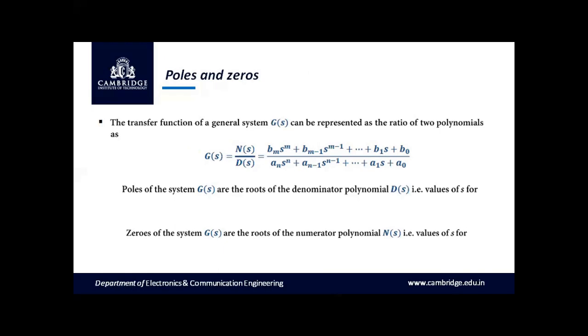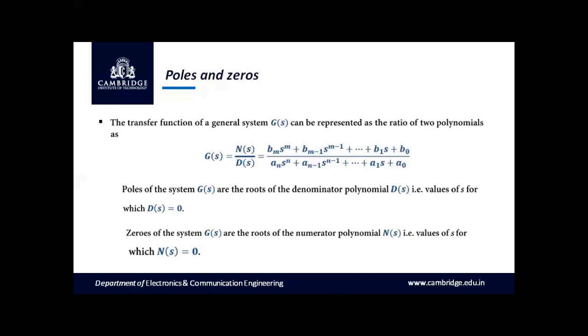The poles of the system G of S are the roots of the denominator polynomial D of S, that is, the values of S for which D of S is equal to 0. And the zeros of the system G of S are the roots of the numerator polynomial N of S, that is, the values of S for which N of S is equal to 0.